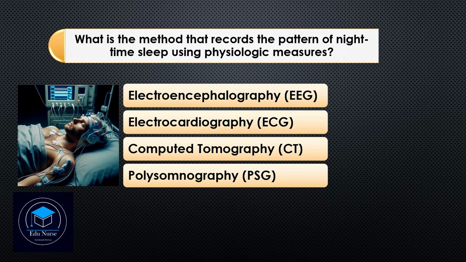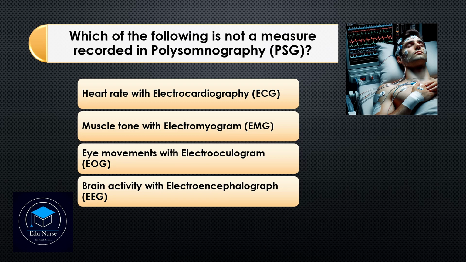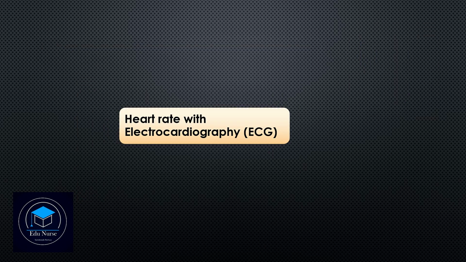What is the method that records the pattern of nighttime sleep using physiologic measures? And the options are electroencephalography or EEG, electrocardiography or ECG, computer tomography or CT, polysomnography or PSG. And the answer is polysomnography. Let us see the next question. Which of the following is not a measure recorded in polysomnography? And the options are heart rate with electrocardiography, muscle tone with electromyogram, eye movement with electrooculogram, brain activity with the electroencephalograph. The correct answer is heart rate with electrocardiography.